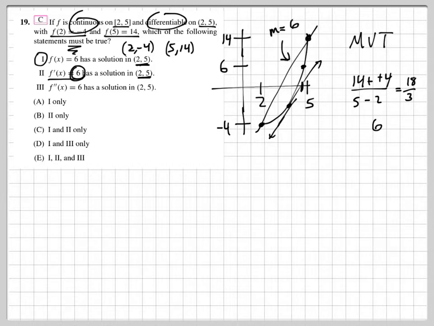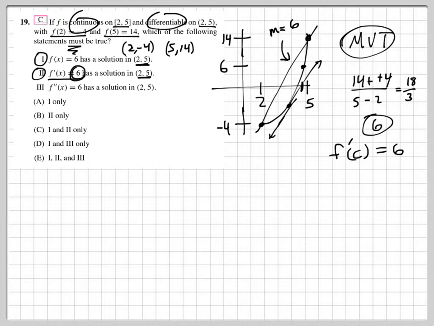equals 6. So because we know MVT applies, because we have a continuous and differentiable function on the given interval, that means there does exist a c that I could plug into f prime to give me a 6, because the secant line has a slope of 6. So this one is also true. All right, now let's go down to number 3.